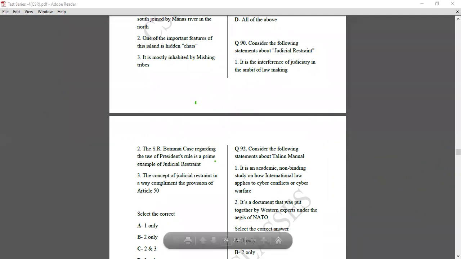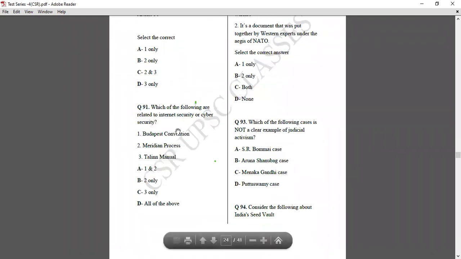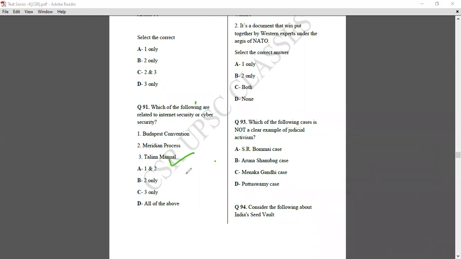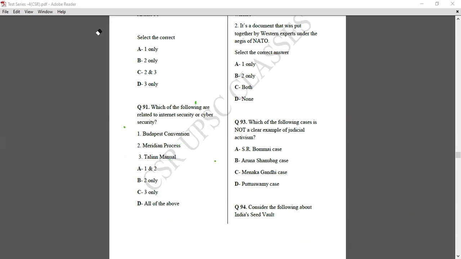Question number 91. Which of the following are related to internet security or cyber security? Is it Budapest Convention? It is Meridian Process, Tallinn Manual. Tallinn Manual was in news. Yes, it is related to internet security or cyber security. Yes, Budapest Convention. Yes, Meridian Process. All the three are correct. For this, you need to read IR nicely or in depth, because convention questions are coming nowadays. Okay, next, 92.